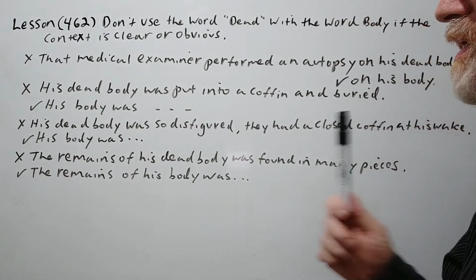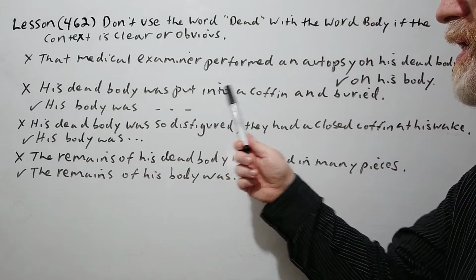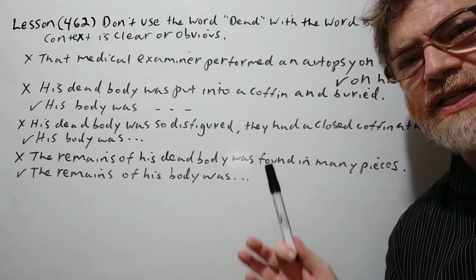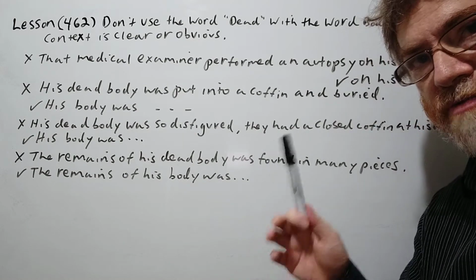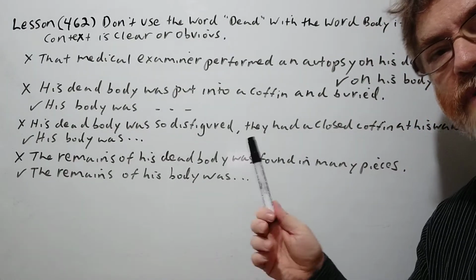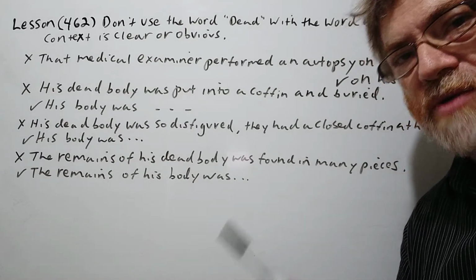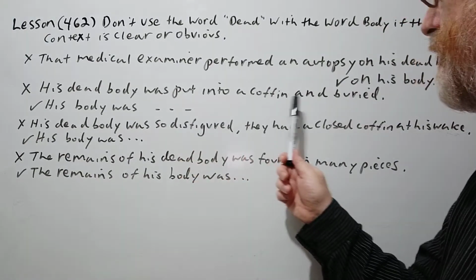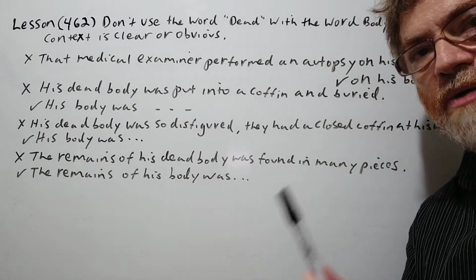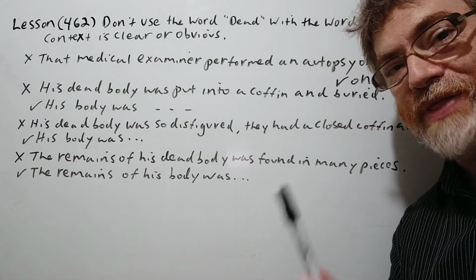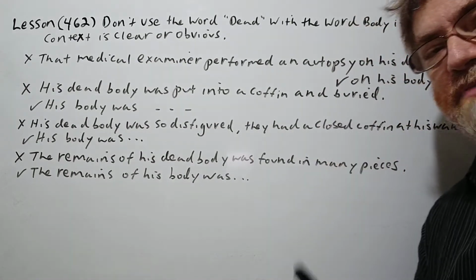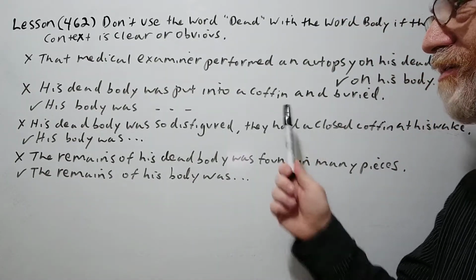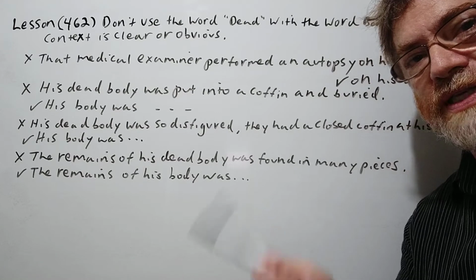Okay, let's continue. So look at the second example. His dead body was put into a coffin and buried. Again, it's not entirely wrong, but it's better writing style and more proper English to get rid of dead here. Could it be understood by a native? Of course it could. So: his body was put into a coffin and buried. We don't usually put people that are alive in a coffin and bury them, unless somebody's trying to murder them or something like that. So we usually only put dead bodies into coffins and bury them.